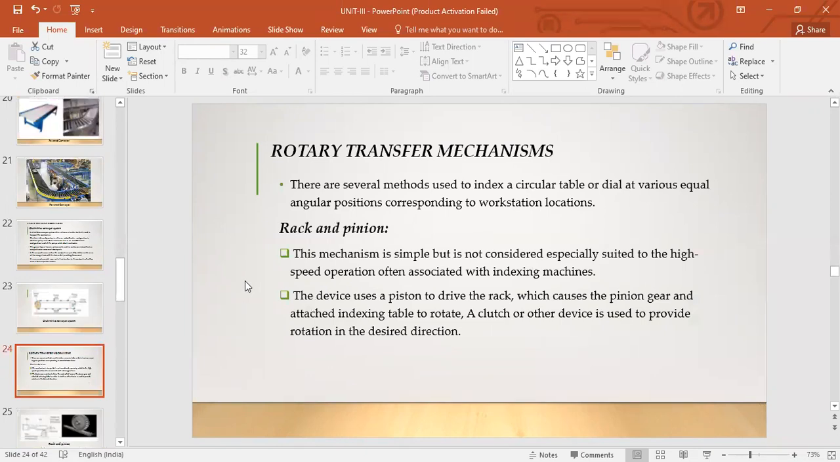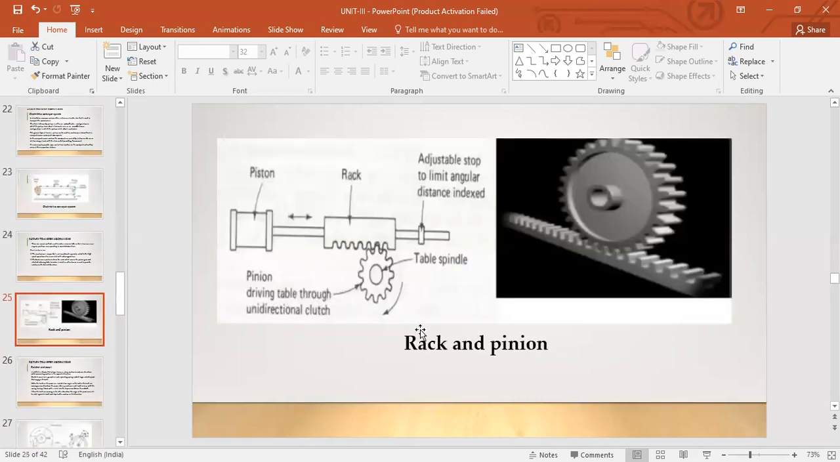Several methods. One among that is your rack and pinion. The mechanism is simple but not considered especially suited to the high speed operation often associated with indexing machines. So it is simple but not considered because of the high speed operation. With the indexing machines you have to have that high speed, right? If you can see here, it's very simple. I believe you have seen this in your earlier subject, right? One of the steering mechanisms will use rack and pinion itself, right?